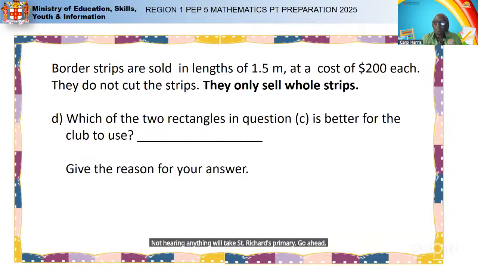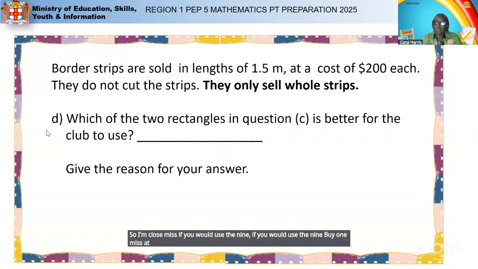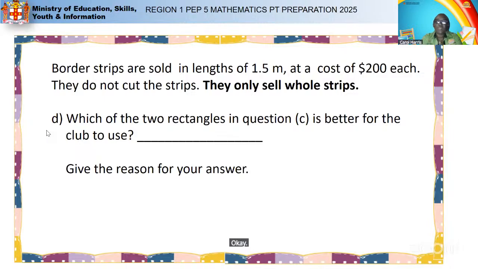Good morning. I think we should use 3 by 3 because 1.5 meters is the half of 3 meters. Plus, Miss, if you would use the 9 by 1, at the one part, you would be left with this 0.5 meters of the strip. Okay, thank you for that. So you said you're going to use a 3 by 3.